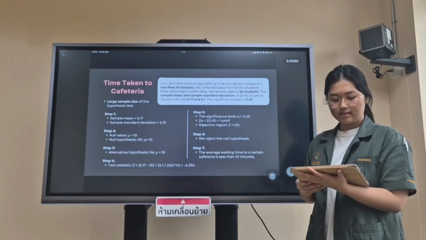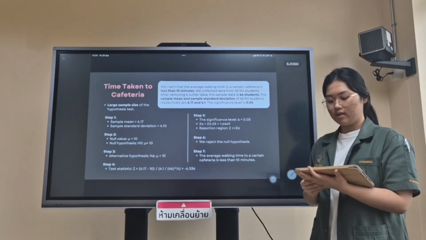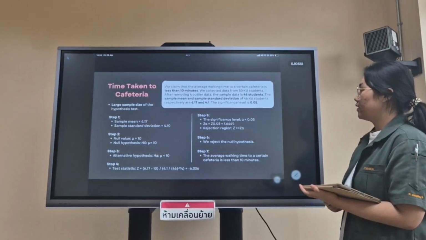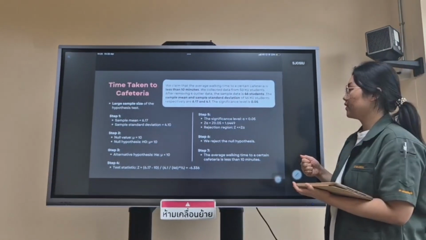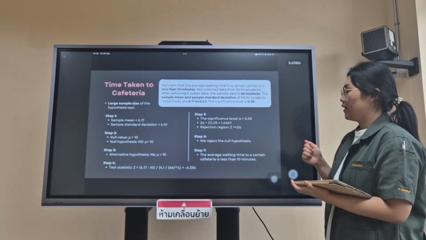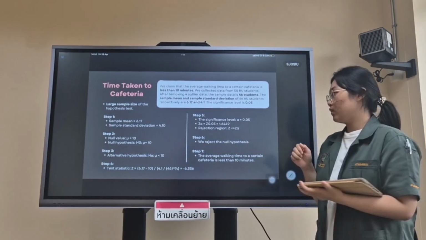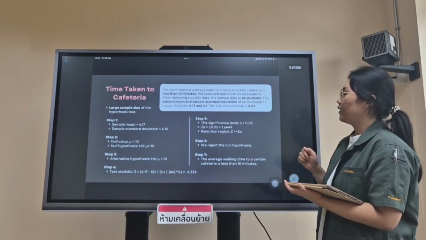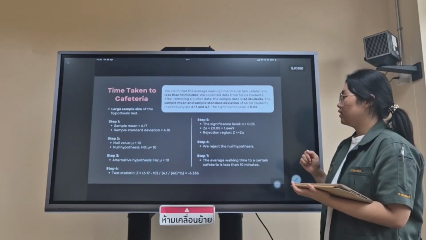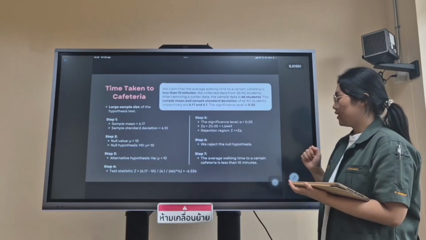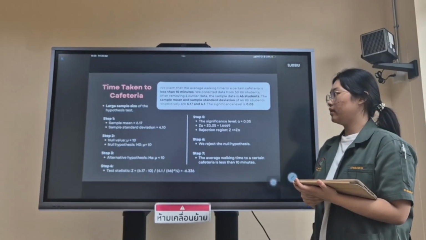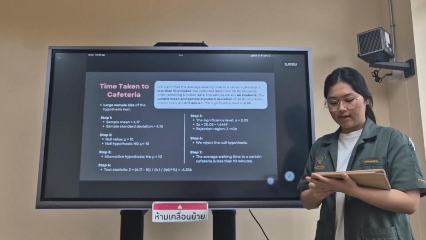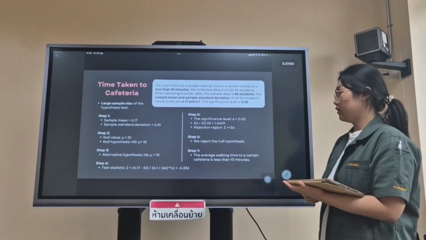Okay, next is time taken to the cafeteria. We claim that the average walking time to the cafeteria is less than 10 minutes. After removing four outliers, we sampled the data, and we got sample mean and sample standard deviation equal to 6.17 and 4.1. And we set the significance level equal to 0.05.